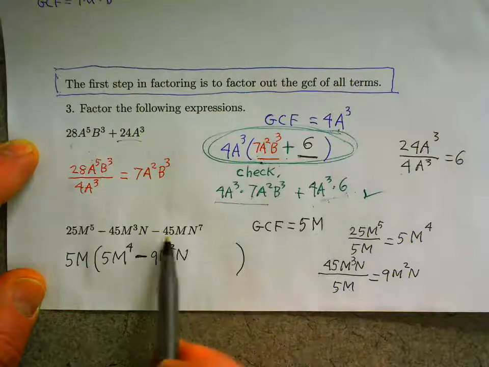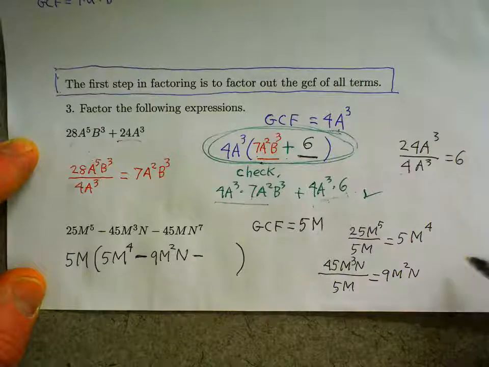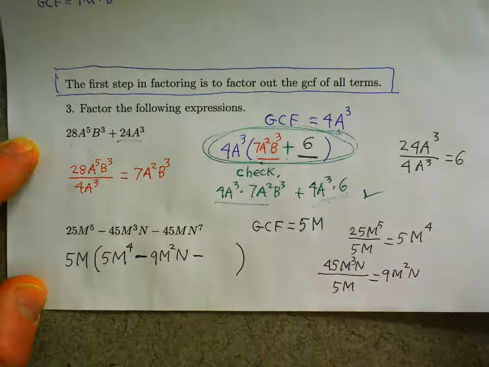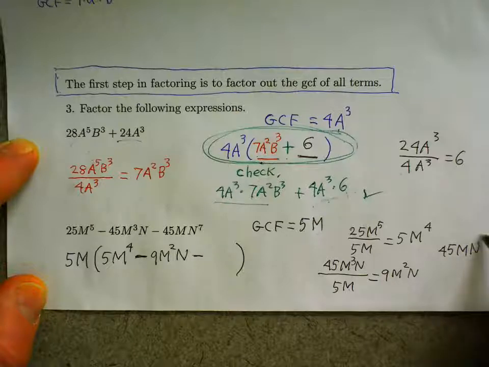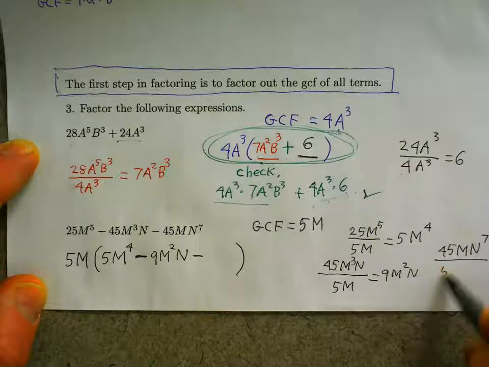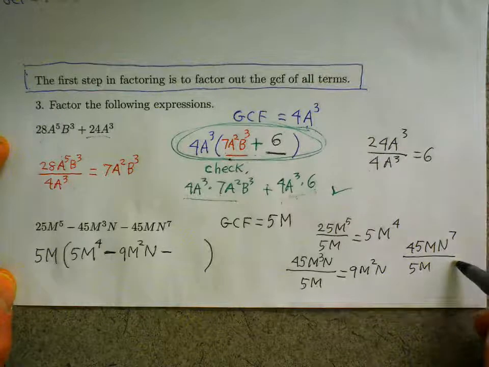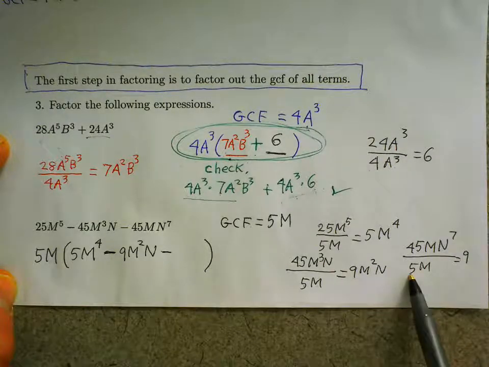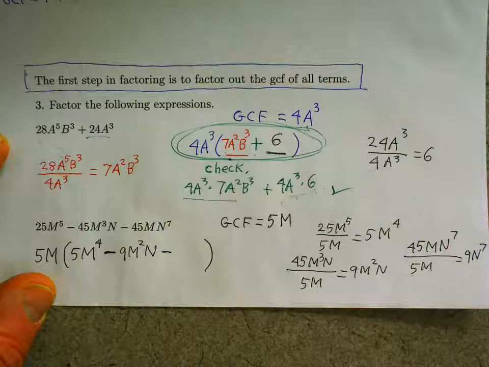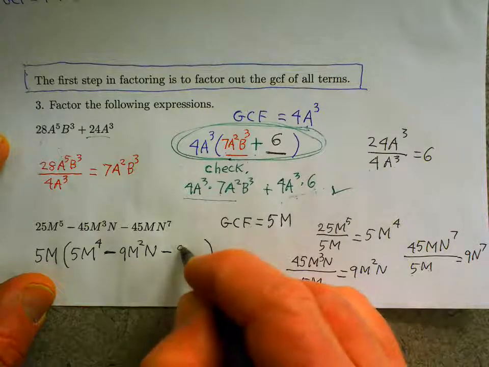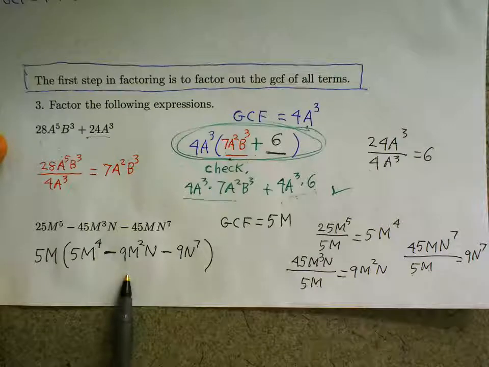And then finally, the third term, since we have subtraction, we put a minus sign. So to find the third term inside the parentheses, this time we divide 45m times n to the seventh by 5m. And we get 9. 45 divided by 5 is 9. M divided by m is 1. And then n to the seventh. So inside the parentheses, the third term is minus 9 times n to the seventh. So that is the complete factorization.